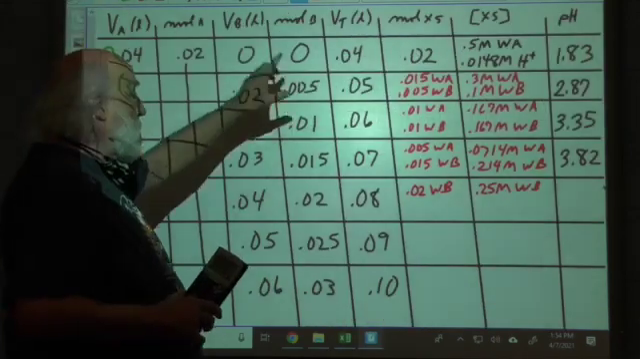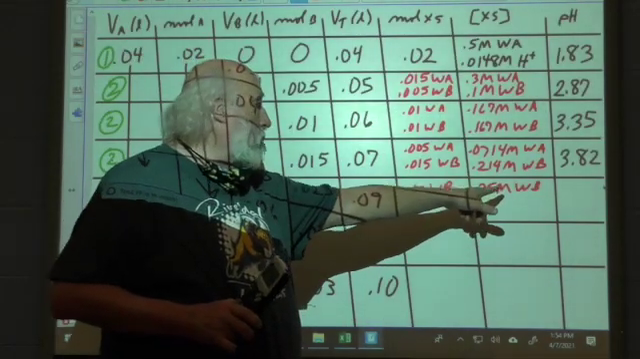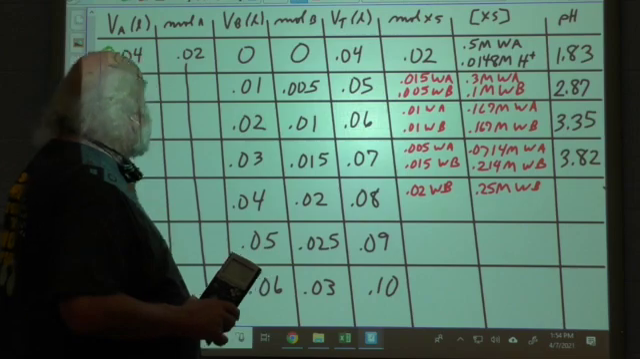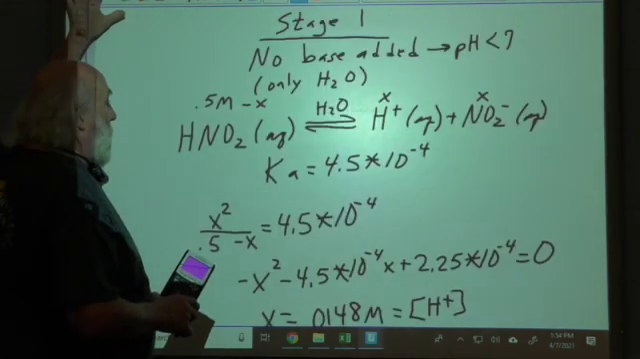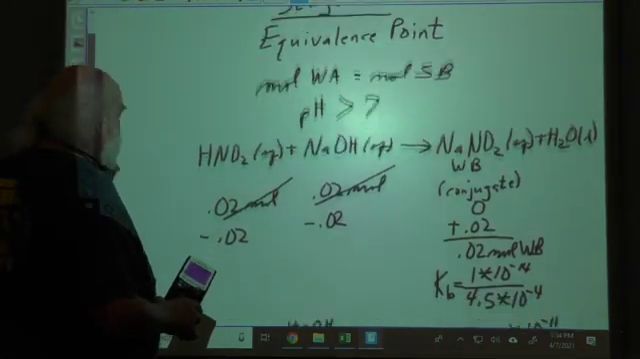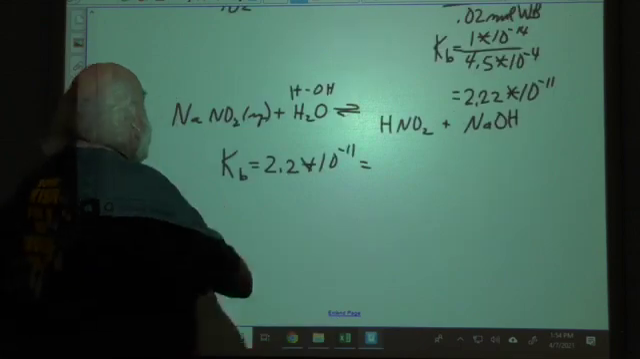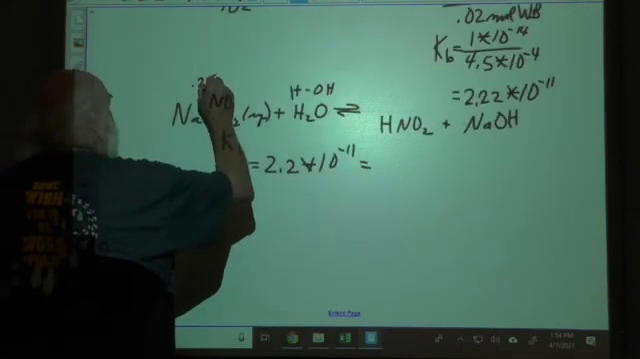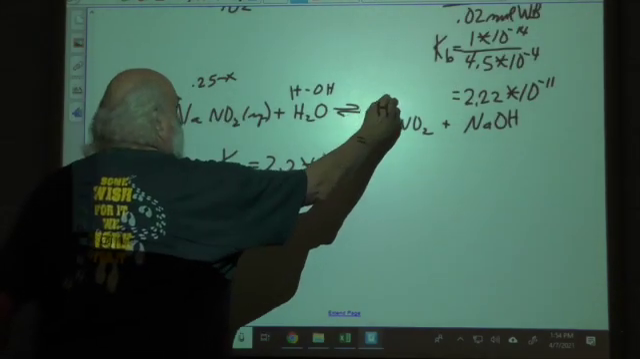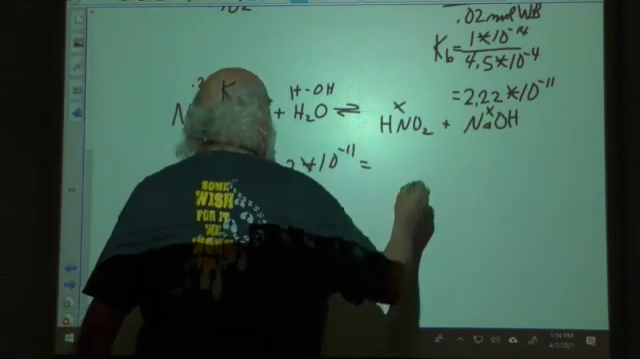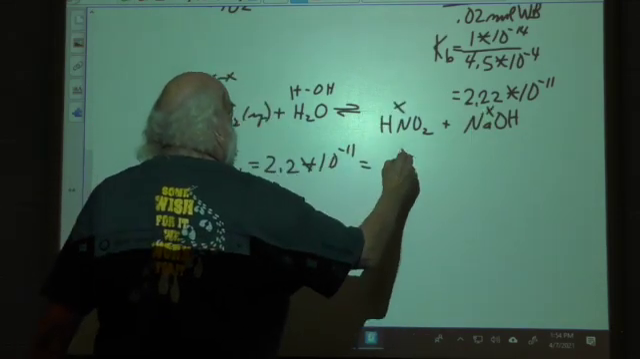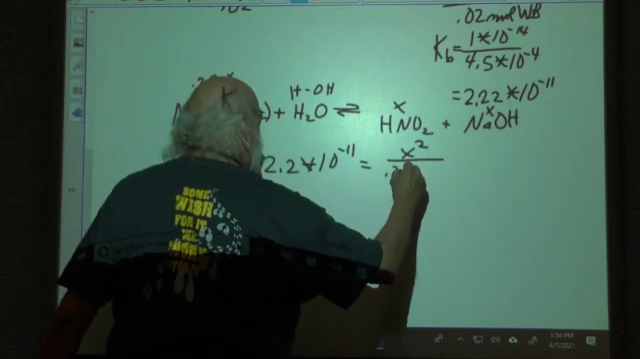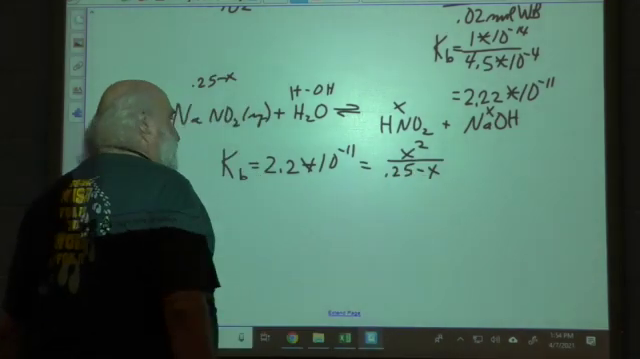Oh, we said the concentration of the weak base is 0.25 moles per liter. So it's going to start at 0.25 moles per liter. We're going to lose X here, going to gain X here, it's going to gain X here. So that's going to give us X squared over 0.25 minus X.